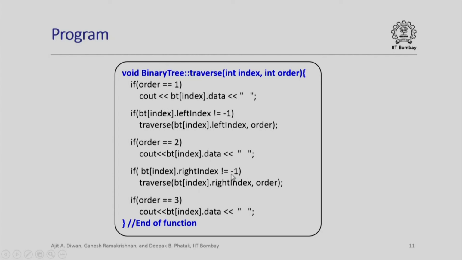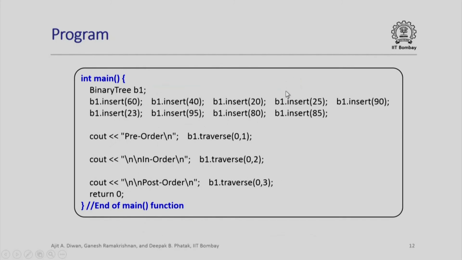If the right index is -1 or not, we will traverse it repeatedly. And these traversals are entirely dependent upon what is the order stated. If order is 1, if order is 2, if order is 3, I simply output bt index.data. This simple mechanism permits us to do the traversal in all the 3 possible orders depending upon the parameter that we give. Here is our main program.